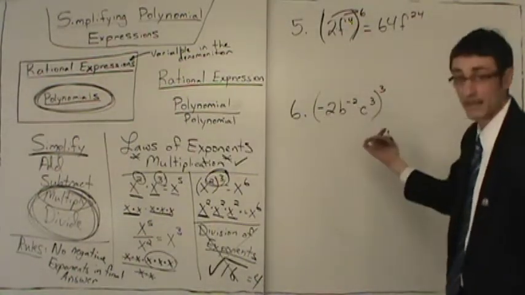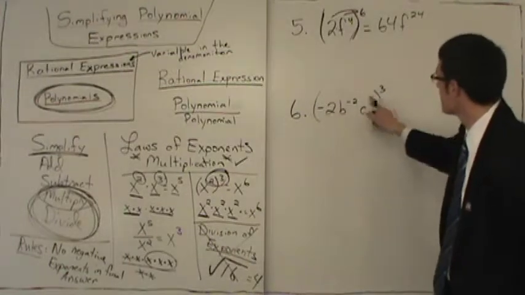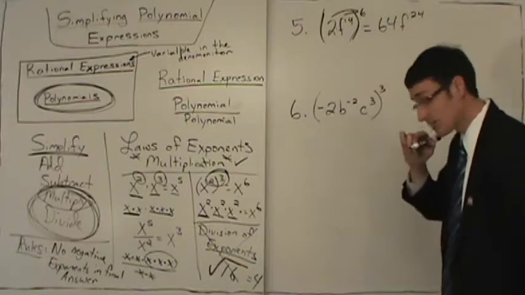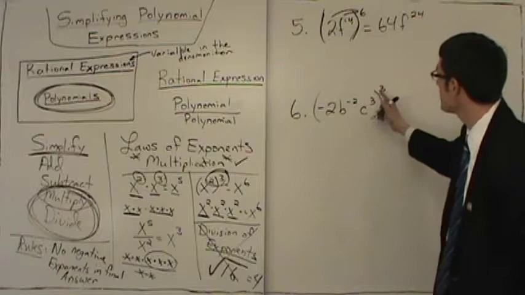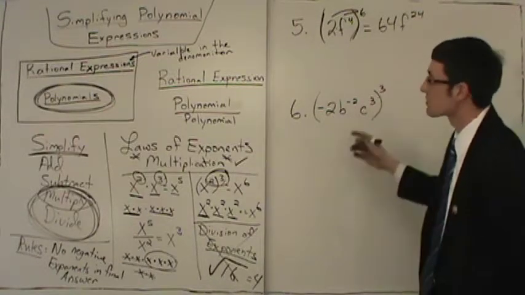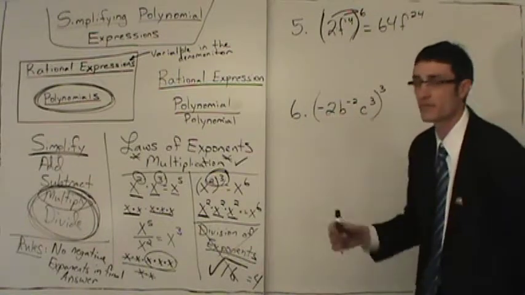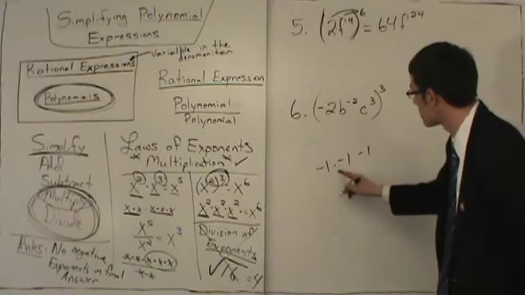Okay, now coming back, are we cubing the negative? Yes. Are we cubing the 2? Yes. Are we cubing b to the negative 2 power? Yes. Cubing c? Yes. We're cubing everything inside parentheses. So start with the negative 1, treating the negative 1 as separate from the 2. Cubing negative 1 means what? Negative 1 times negative 1 times negative 1 gives what?